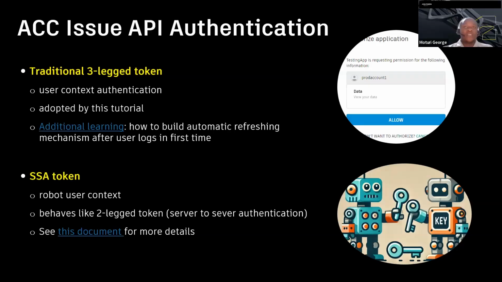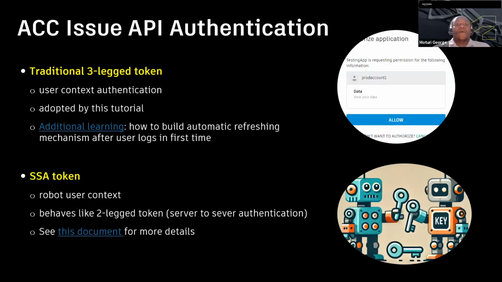So with authentication, we are going to use the three-legged token. That means, in simple terms, you'll need to log in, and we'll also have the user context. That means the access token or the session is associated with a specific user. There's an additional learning which you can do in your own time on how to build an automatic refreshing mechanism after the user logs in for the first time.